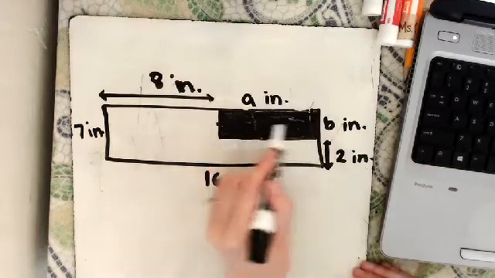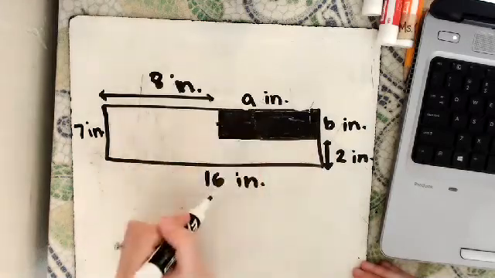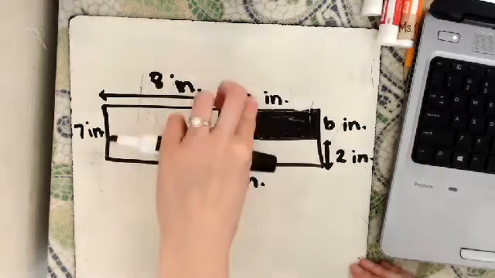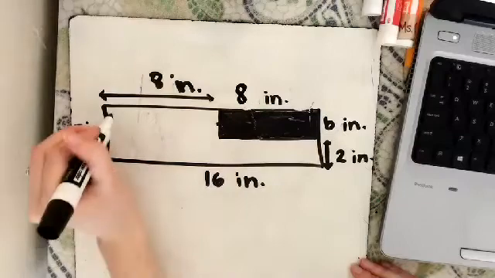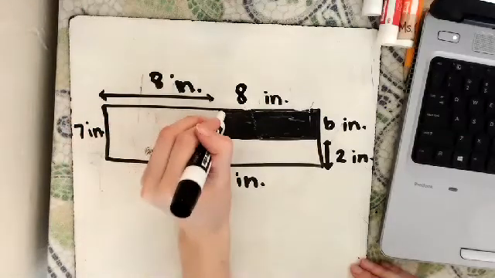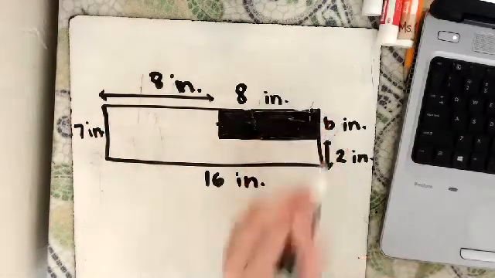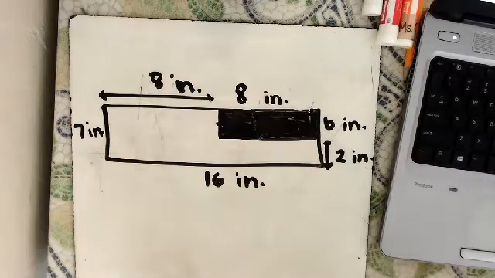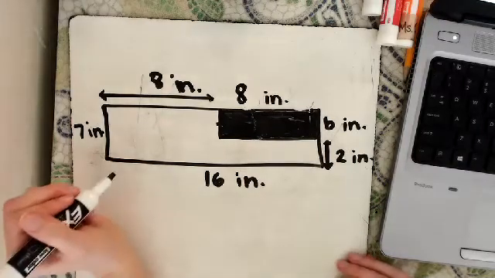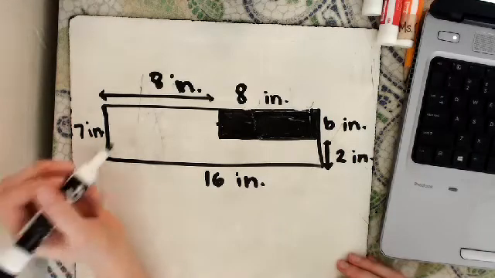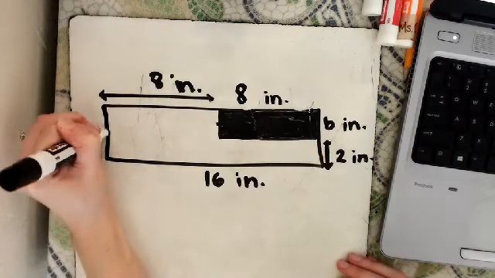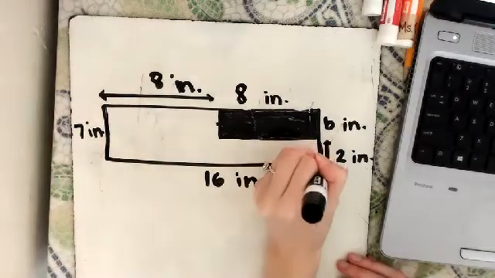16 minus 8. 8 plus what is 16? 8. So A is 8 inches. So this is 8 inches, and this is 8 inches. Now I have to find B. Pause the video and say, how will we find the length of B? If you said we're going to use the 7 and the 2, you're right.